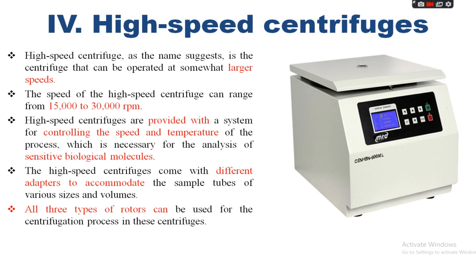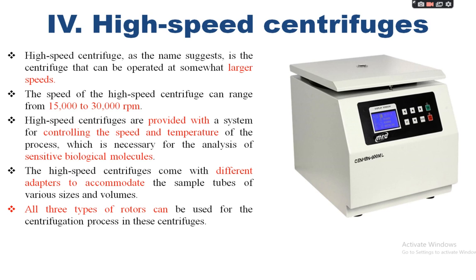Next one is high speed centrifuges. A high speed centrifuge, as the name suggests, is a centrifuge that can be operated at higher speed. The rotation speed is very high. The speed of the high speed centrifuge can range up to 15,000 to 13,000 rpm. rpm means rounds per minute.